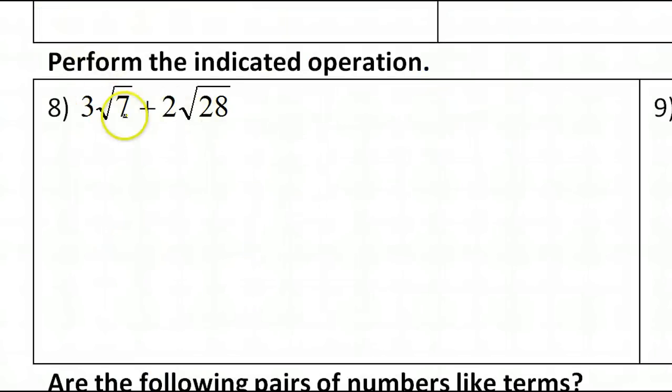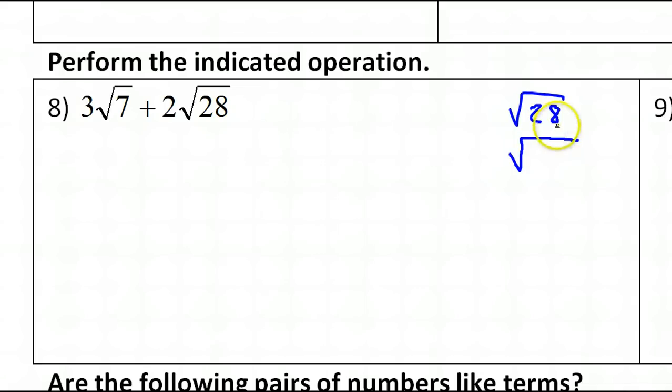Alright, in order to add radical expressions, the radicand has to be exactly the same. Here I have radical 7, here I have radical 28, so at least in this form they can't be added. However, the square root of 28 can be simplified, so I'm actually going to do that off to the side. The square root of 28.